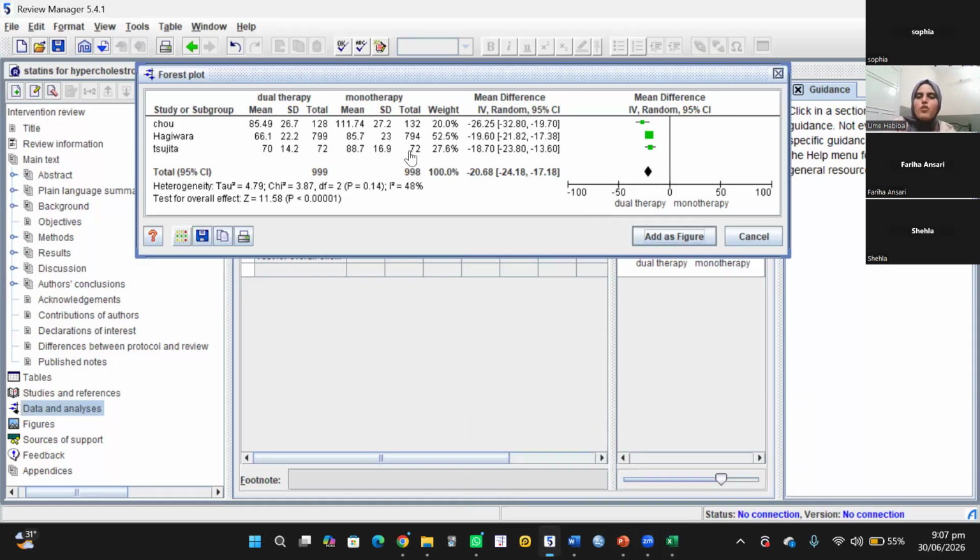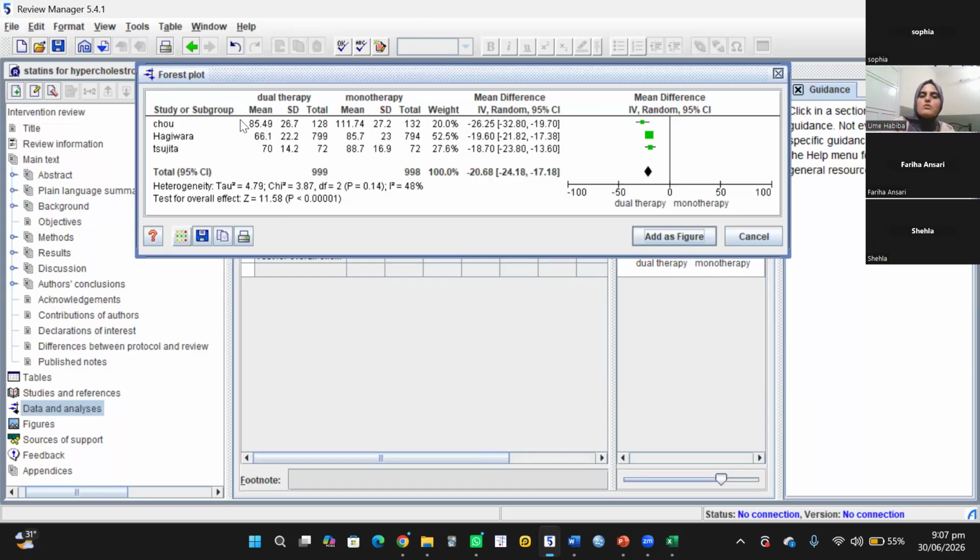So this is what my forest plot looks like. You can see the study names here. One column is for dual therapy, the other is for monotherapy. Then you have a column for weight of each study. Then you have the effect measure, which in our case was mean difference. At the bottom, you can see heterogeneity, which tells you about how different your studies are from each other. And p-value, it tells you about the significance of your results.